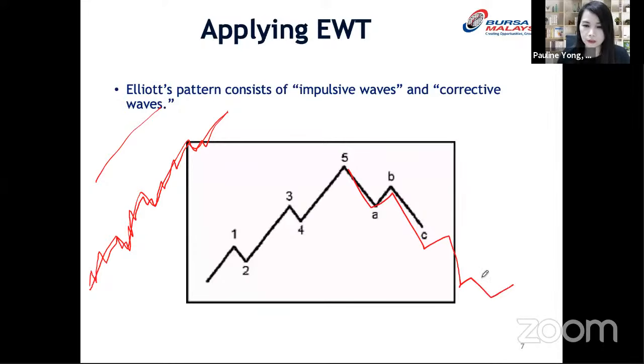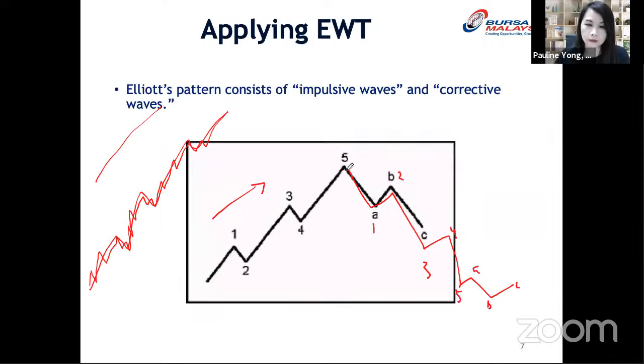The correction is here. So we are looking at wave 1 down, okay? Because this is an uptrend. Uptrend, the wave 1 is up. So when you are doing the downtrend, the wave 1 has to be down, okay? So this is wave 1, 2, 3, 4, and 5. And then you have the A, B, C.